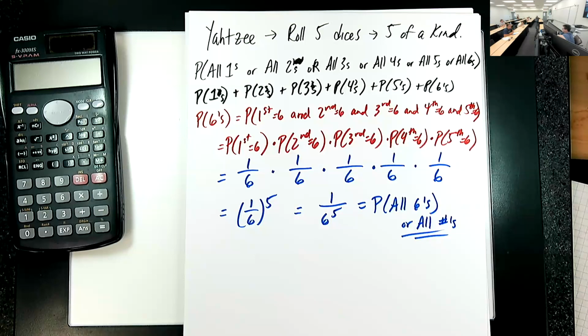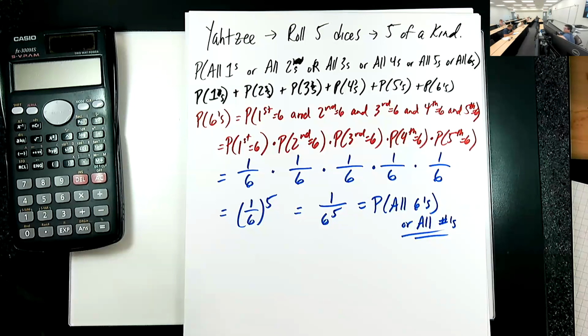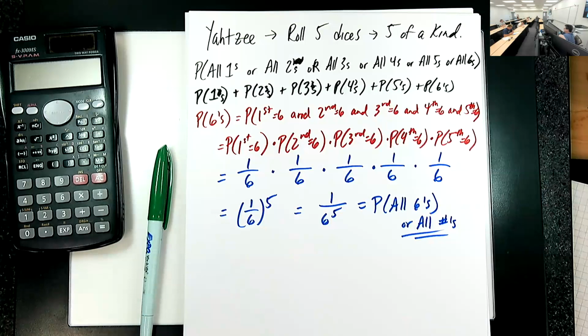I'm waiting for everybody to catch up, because I know I've done a lot of writing here. There's a lot going on. This is probably the most complicated bit of the day. So that's the probability of getting Yahtzees with 6s.